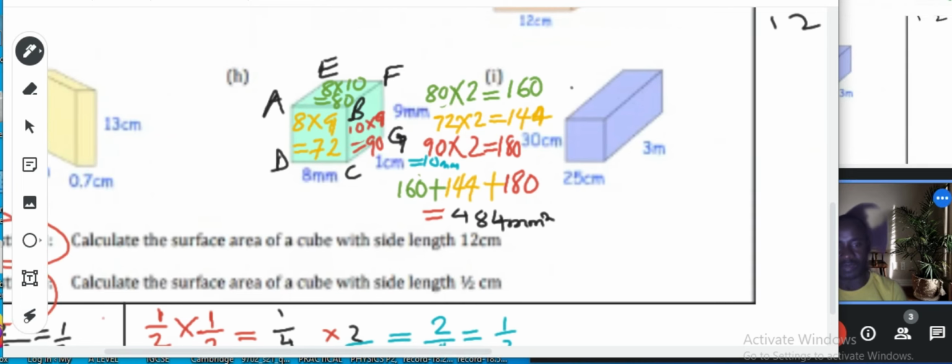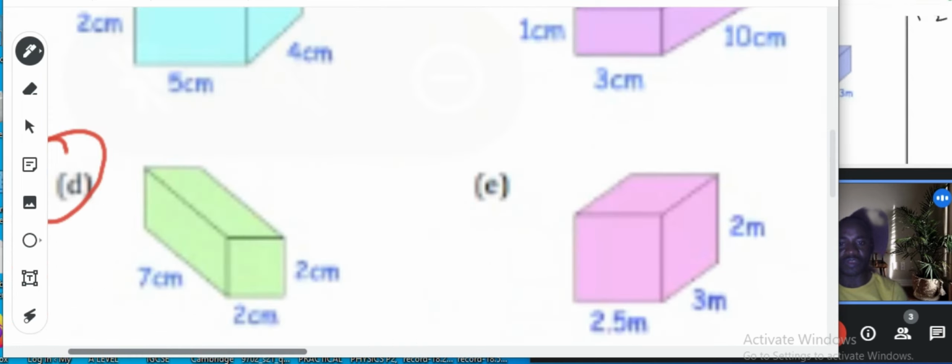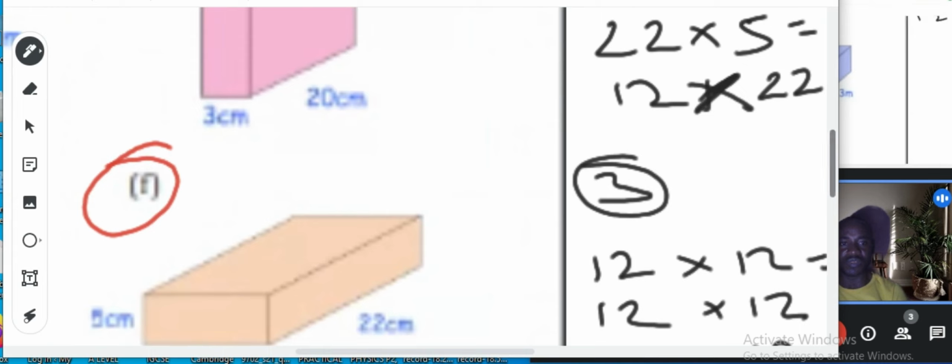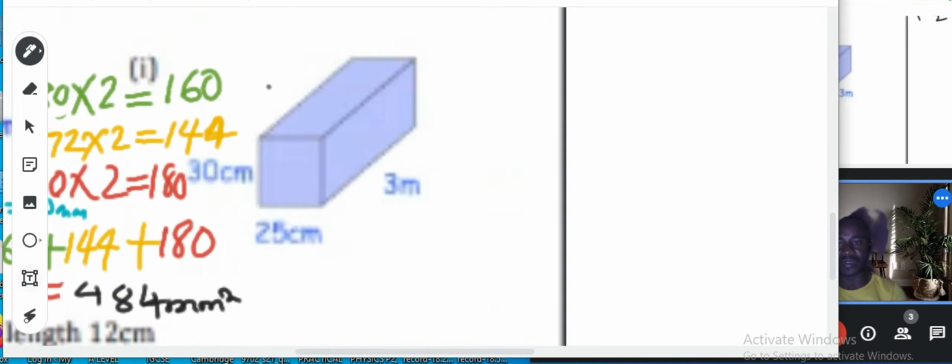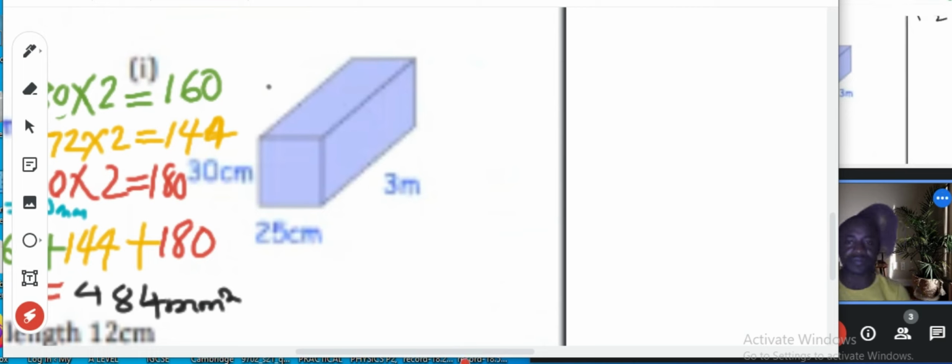We can work it out here. I'm zooming it into 200%. Can you zoom it into 200% so I can reveal it properly? Are you writing it out? Are you there? Hello?